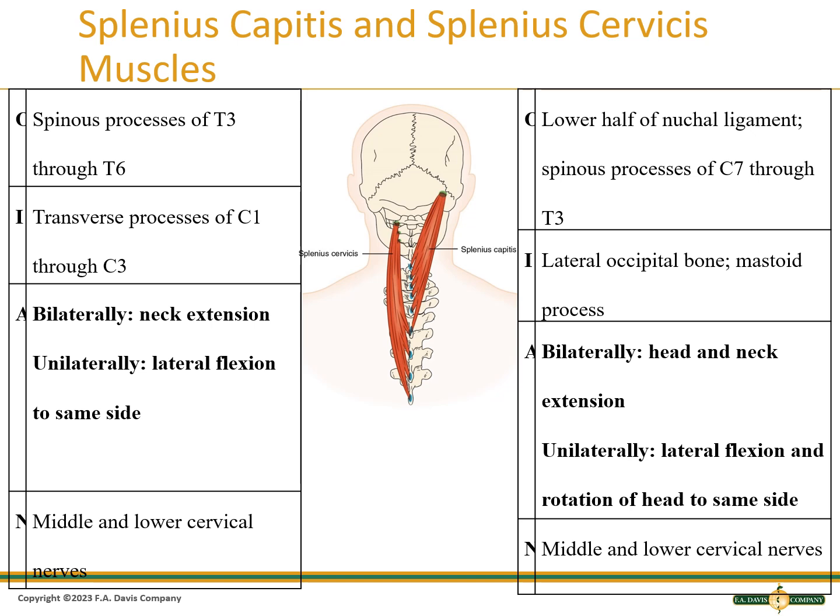Splenius capitis originates on the lower half of the nuchal ligament and the spinous processes of C7 through T3 to insert on the lateral occipital bone and the mastoid process. It serves bilaterally to cause head and neck extension, because remember, it's attaching to the skull, so it's going to contribute to head movement. Unilaterally, it causes lateral flexion and rotation to the same side. And again, looking at that line of pull, we see a little bit more oblique angle to contribute to rotation compared to splenius cervicis.